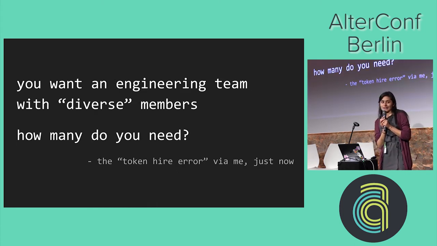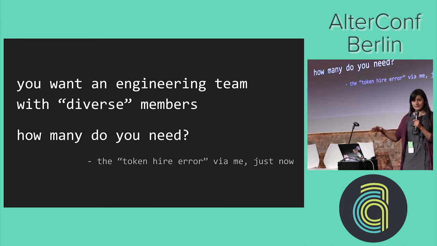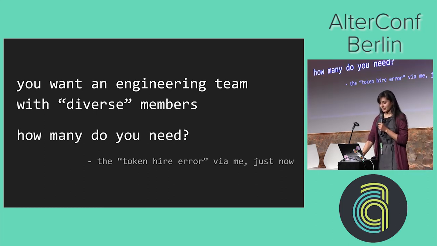I have a version of this riddle I'd like to present to you. You want an engineering tier with diversity, with diverse members. How many of those diverse members do you need? Trick question. There is no such thing as a diverse member. There's only diversity within the group. But unfortunately, a lot of companies seem to have this off by one error in their hiring practices, where they think that if they have one member that's different from everyone else who is homogenous, that somehow makes it a diverse team. However, this is problematic.